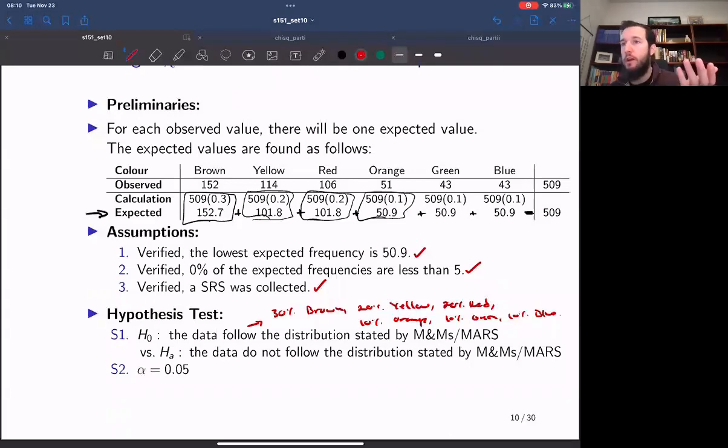In the alternative, we're just saying that this isn't the case. So the alternative is basically stating that these pre-established proportions are not the true proportions. So the color distribution actually follows some other distribution, where the proportion of colors occur at different rates than what we have established here. Okay. Step two, we state the significance level. So in this case, we're using a 5% level. Any questions so far?